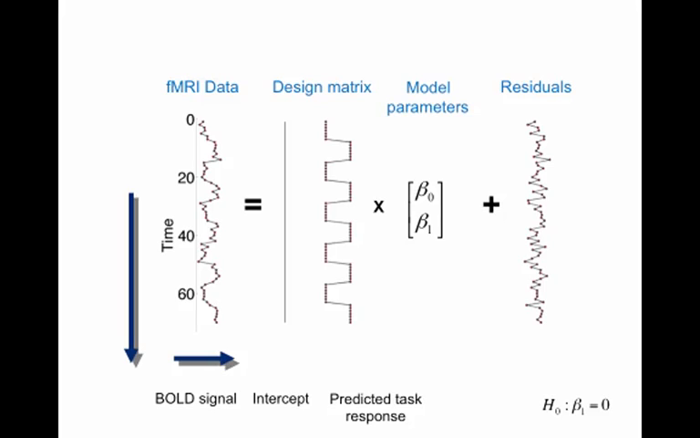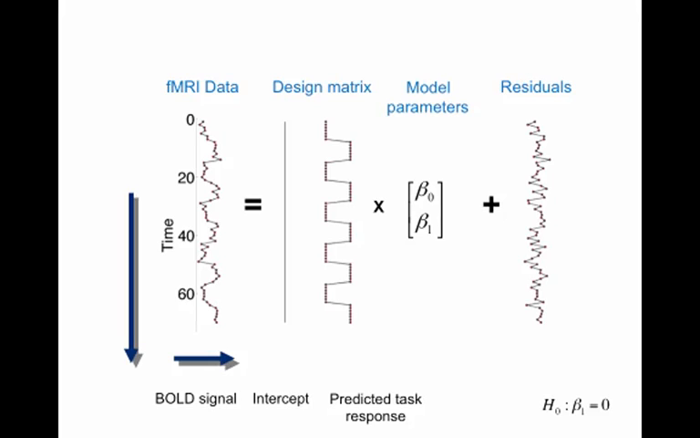Now, we also say that this time series is a linear combination of 2 factors. One is a baseline, which is the intercept. And so that's just kind of the grand mean under both conditions. And then we have a kind of a boxcar, which is the predicted task response. So we weigh the intercept by beta naught and the predicted task response by beta 1. And then we have residuals.